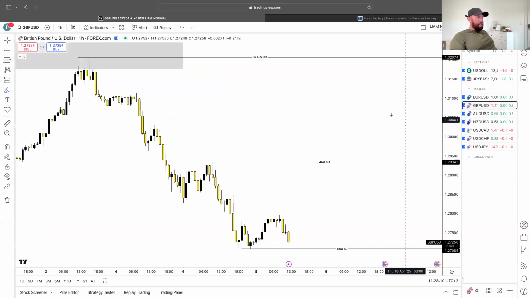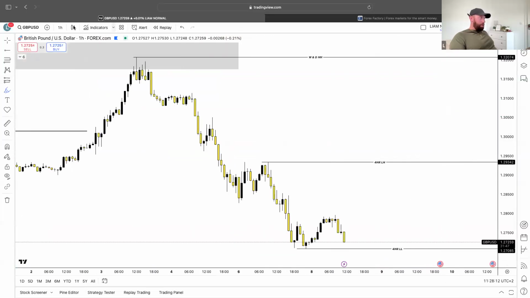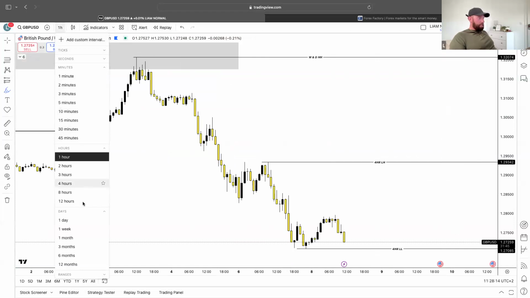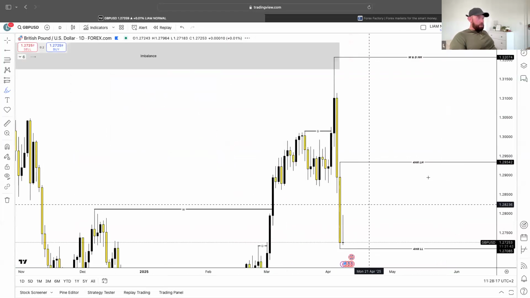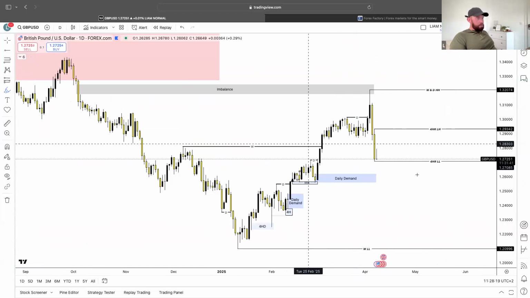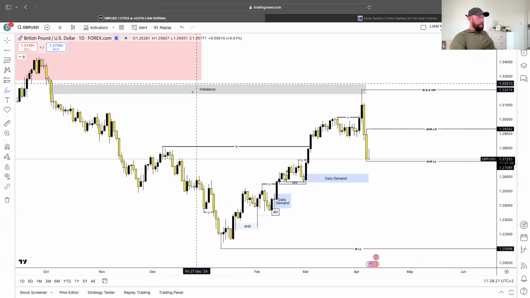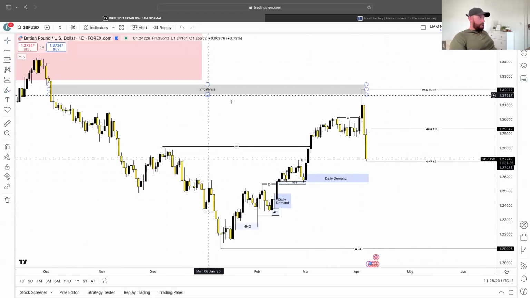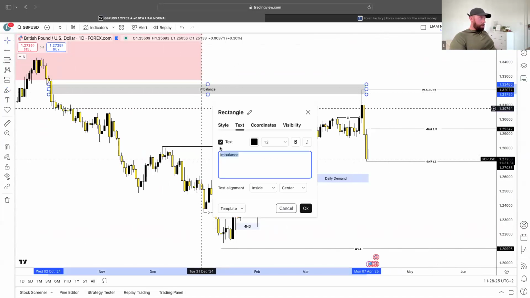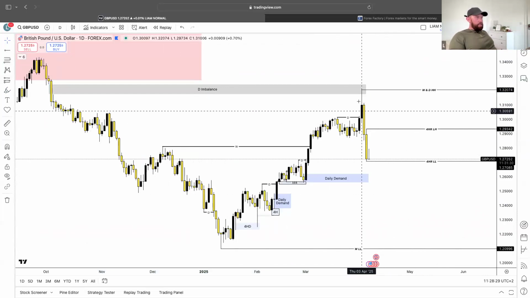Going over to GBP USD, not as clean as Euro USD, and I still don't even think Euro USD is as clean as I'd like anyway. So if you look at the daily, you can see that we're in this daily imbalance that we've mitigated just here. So I'm going to make sure that this says D for daily. And we've obviously slowed down.